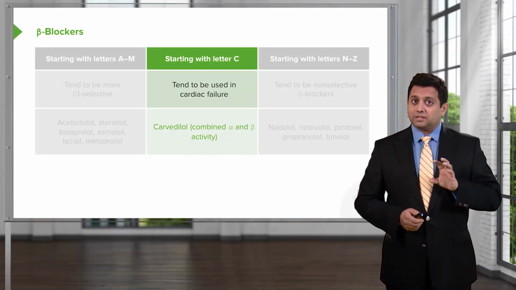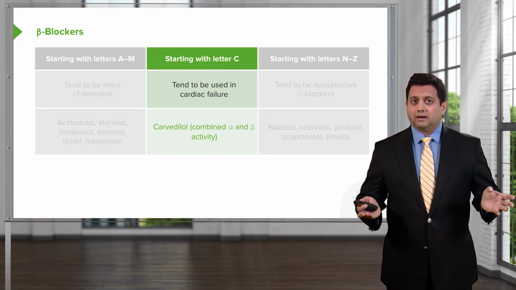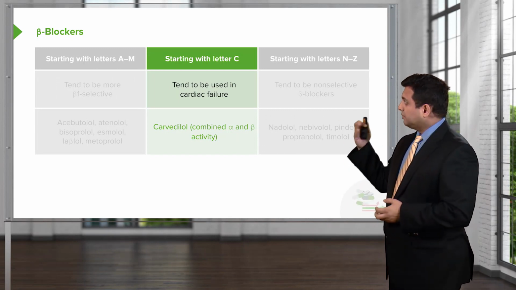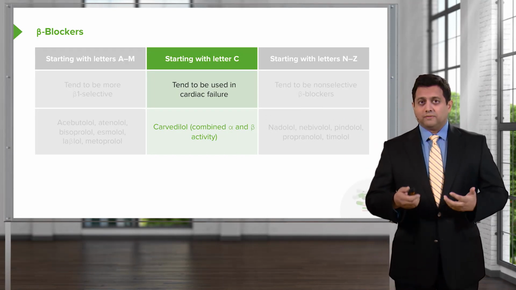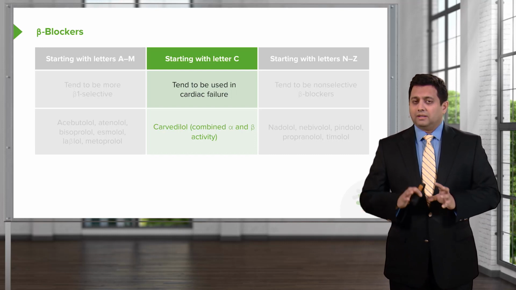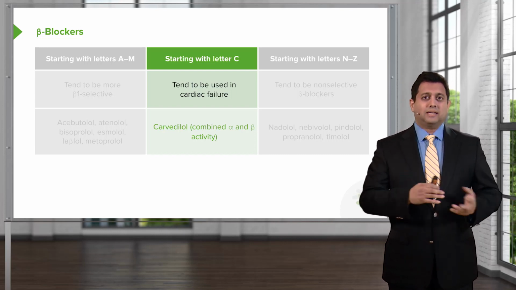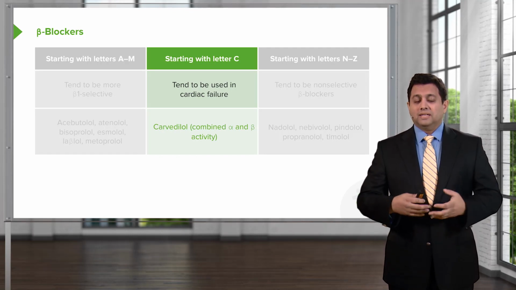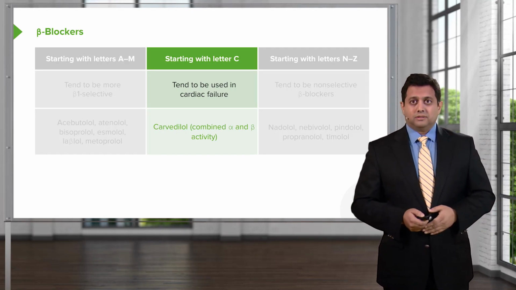The beta blockers that start with C stands for cardiac, and these are the drugs we tend to use in cardiac failure. So the prototypical drug of the heart failure beta blockers is carvedilol. And the reason why carvedilol is so unique is because it has combined alpha and beta activity, so it helps those patients in heart failure seemingly more than the other beta blockers.